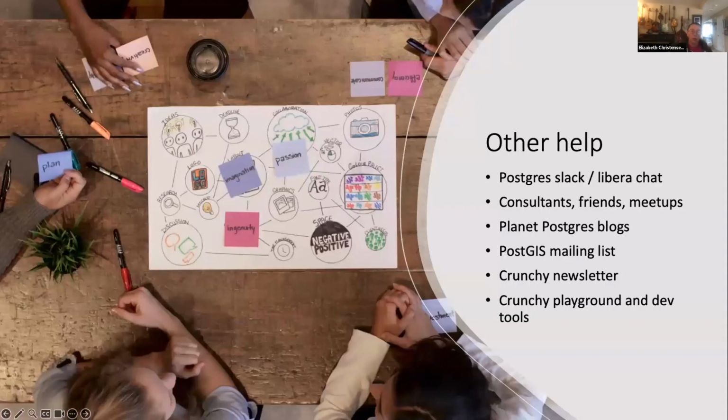So if you're being a DBA in a pinch and you need more help, there's tons of great stuff out there in the community. The Postgres Slack is really helpful. They have a Libera IRC chat too. The Planet Postgres blog list is awesome. Postgres has a mailing list, and Paul tends to answer quite a bit of those. I see some of those questions and answers. Crunchy has a really nice newsletter that has tons of educational Postgres and PostGIS content.